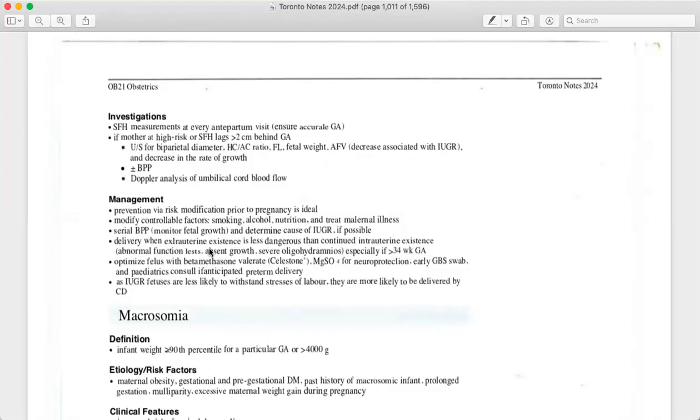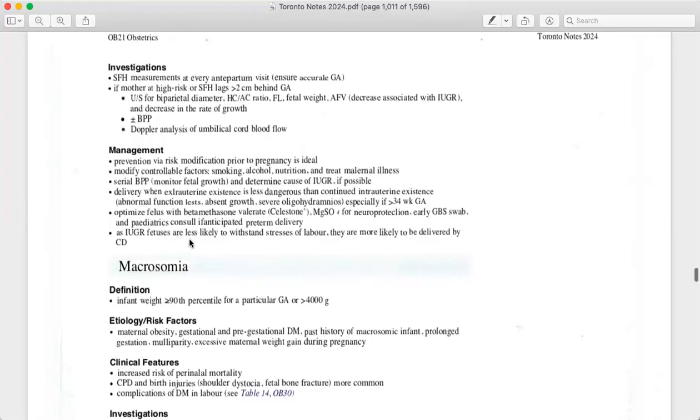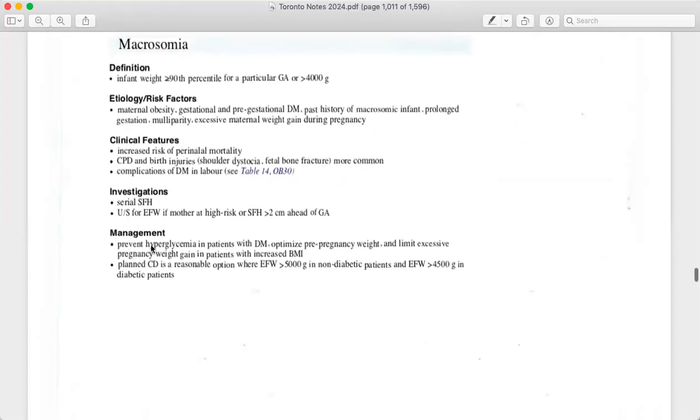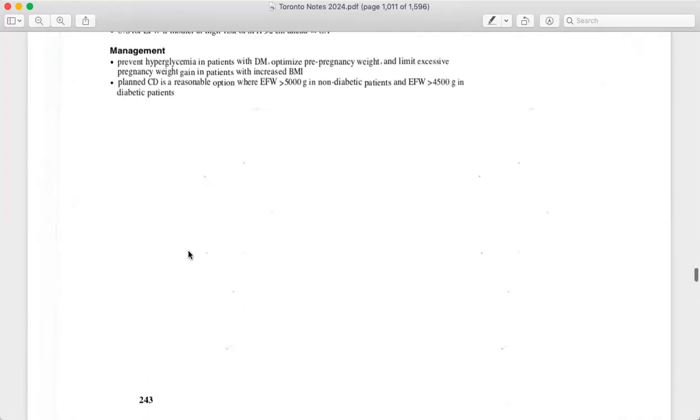Then deliver when the extrauterine environment is better than the intrauterine one. So you have to do the delivery, especially if it is more than 34 weeks. Optimize the fetus with betamethasone, as they already said, it should be done before 35 weeks. As IUGR fetuses are less likely to withstand the stresses of labor, they are more likely to be delivered by cesarean delivery, because the baby is very small. They cannot go through that much stress. Macrosomia happens usually with diabetes mellitus. So prevent hyperglycemia, and the most important is their complication.